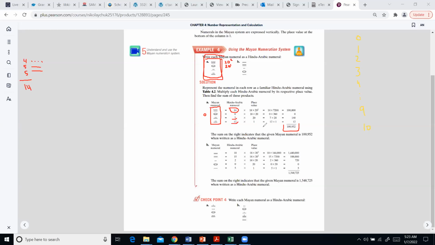And then we have these 12 ones, 7 twenties, and then the next digit, which stands for the number of 360s, and then the next digit that tells us how many 20 squared will be present, and that's going to be 7,200. Somehow they put this together.